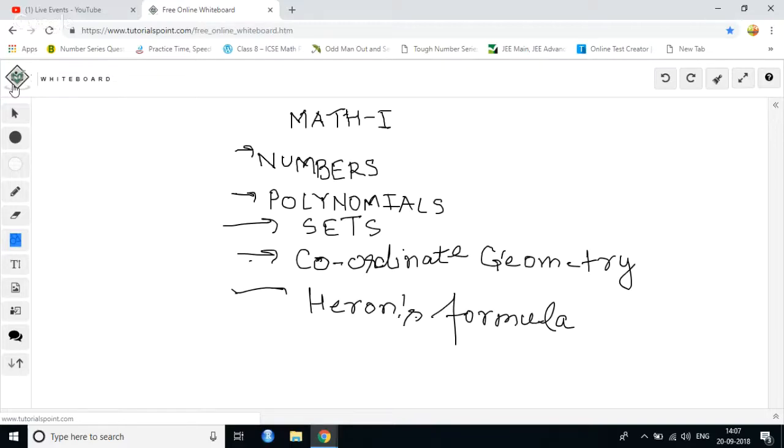Okay, guys, so I'll start now. The Maths 1 syllabus that I saw in the class, I have taken a picture of it. It says the syllabus is numbers, polynomial sets, coordinate geometry, and Heron's formula. Most of the things we have covered in the class, except not much of coordinate geometry. Heron's formula was covered by Tushar sir. I'll start taking questions from each and every topic and keep on solving a few questions.